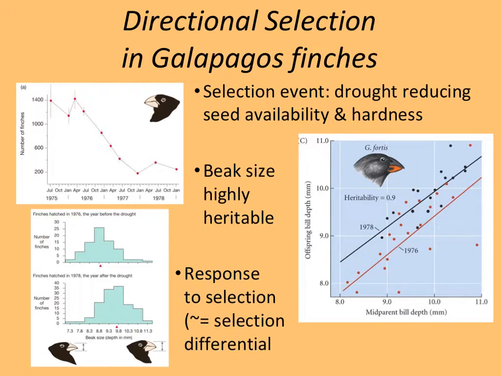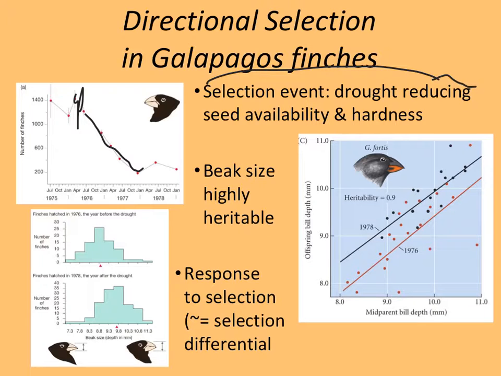First of all, here's a selection event. There was a drought for these Galapagos finches, and it reduced the seed availability. And the drought started sometime around here. And this is the number of finches that survived, and they plummeted, okay?